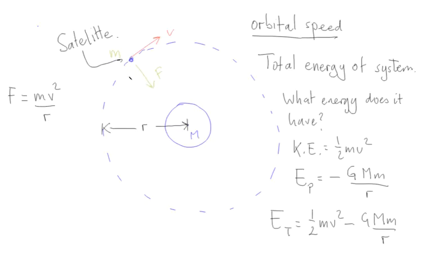And what force is it that's giving rise to this centripetal force? Well, it's the gravitational force, the pull on the satellite due to the planet, or whatever this big object is here. Could be a star, could be a planet. And that's given by big G big M little m over r squared.